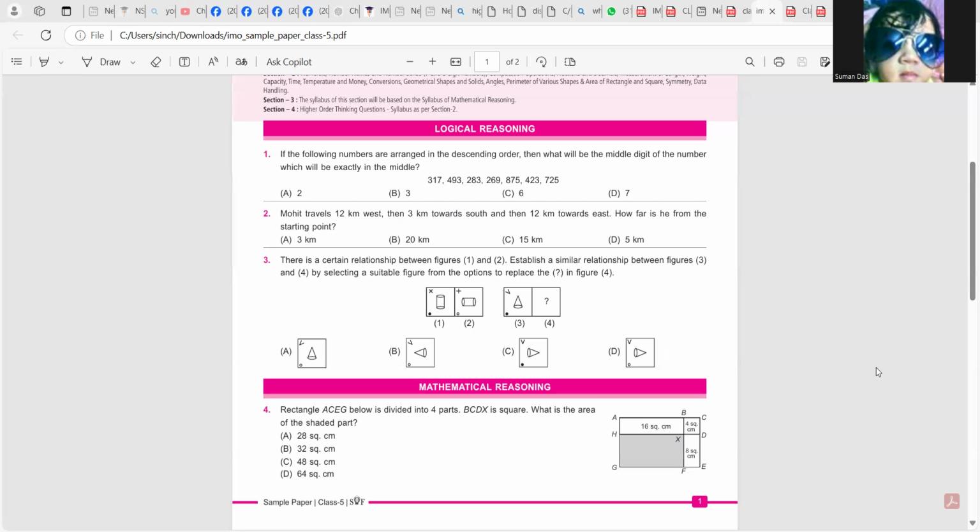So if we recall the series again, 875, 725, 493, 423. 423 is the fourth number and the middle digit of 423 is 2. So 1 will be option A. Very good. Number two, beta.